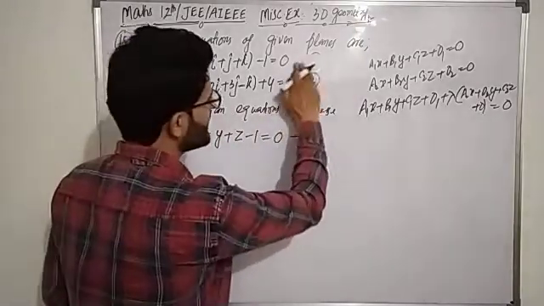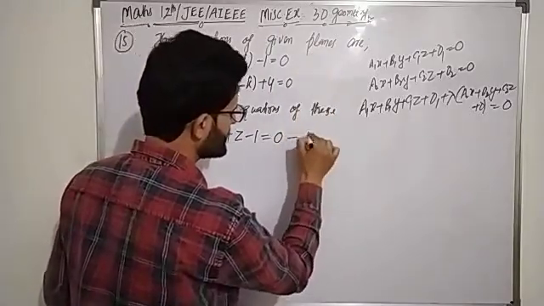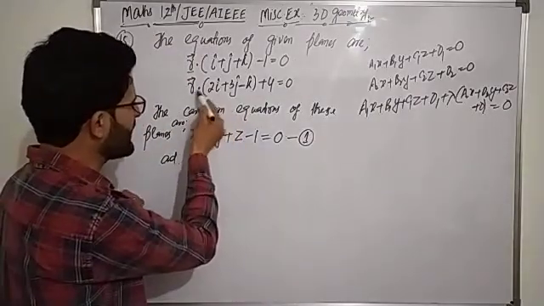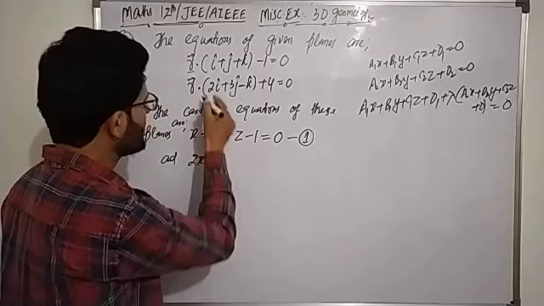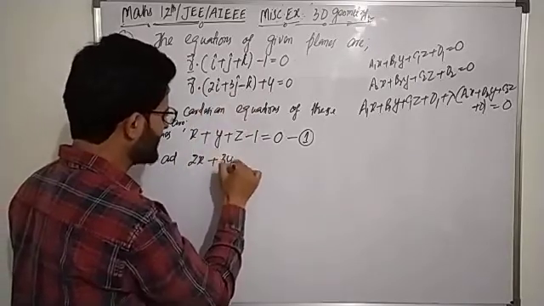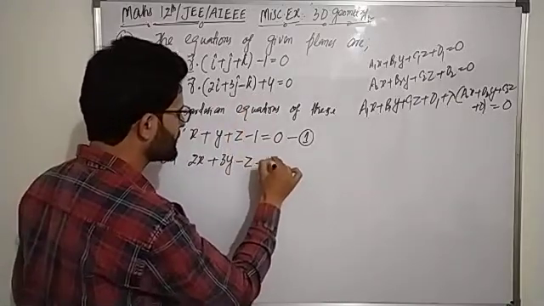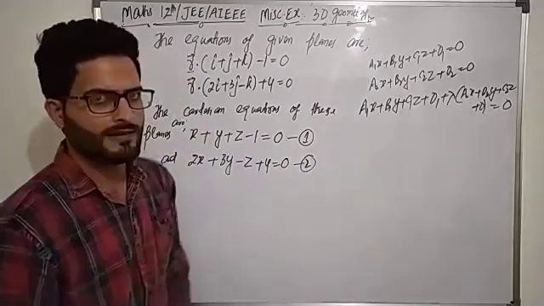Let us keep this as plane number first. So this is our equation first, and what will be the equation of this plane? x into 2 that is 2x, plus y into 3 that is 3y, plus z into minus 1 that's minus z, and plus 4 is equal to 0. Keep that plane as plane number second.